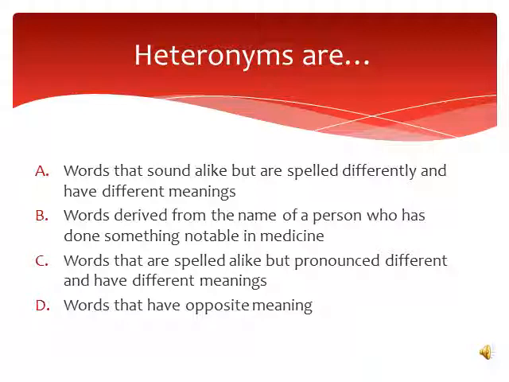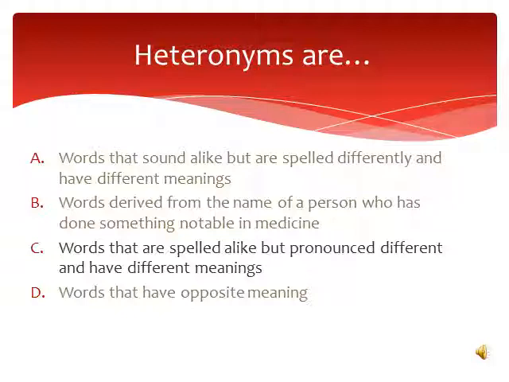Here's our next question. Heteronyms are: A, words that sound alike but are spelled differently and have different meanings. B, words derived from the name of a person who has done something notable in medicine. C, words that are spelled alike but pronounced differently and have different meanings. Or D, words that have opposite meaning. You can start to do a little bit of elimination here from the ones that we've already talked about. Go to the next slide to find out what heteronyms are.